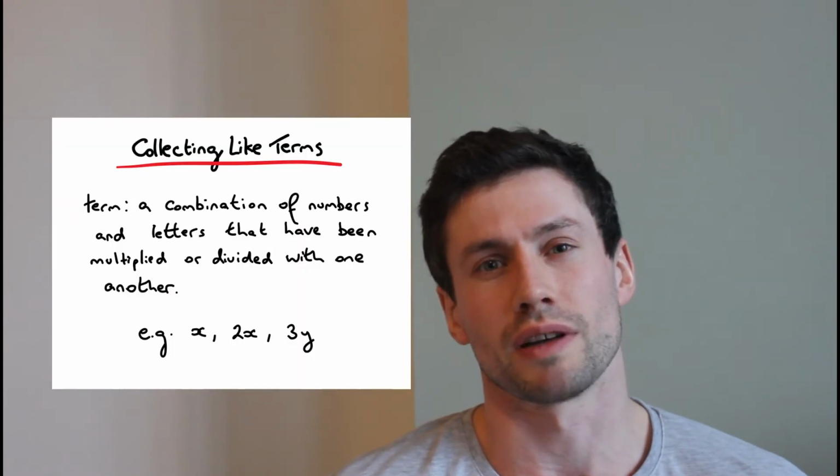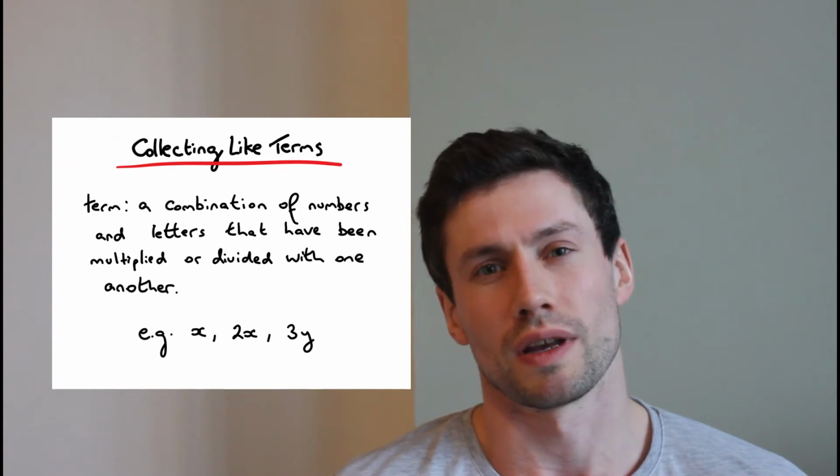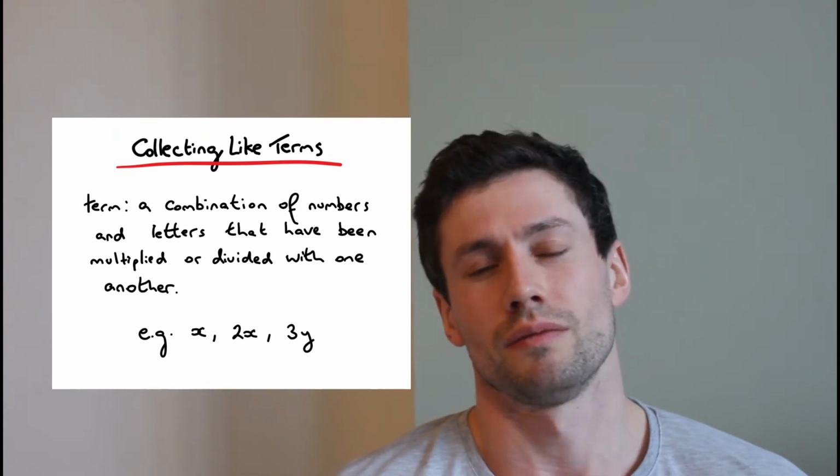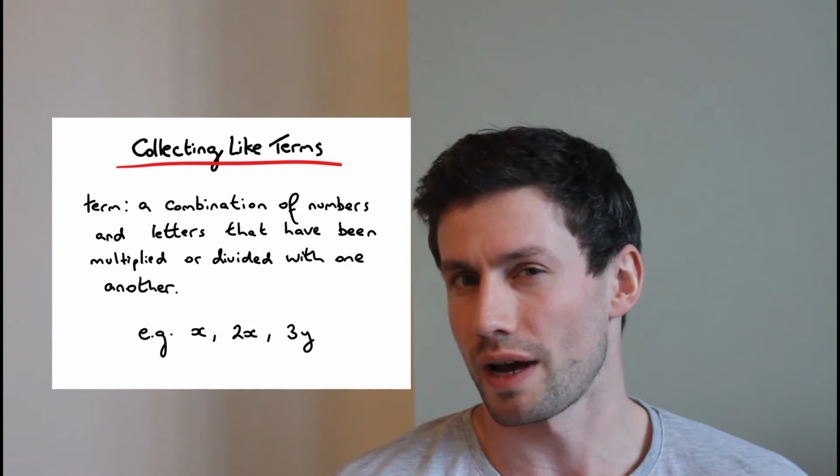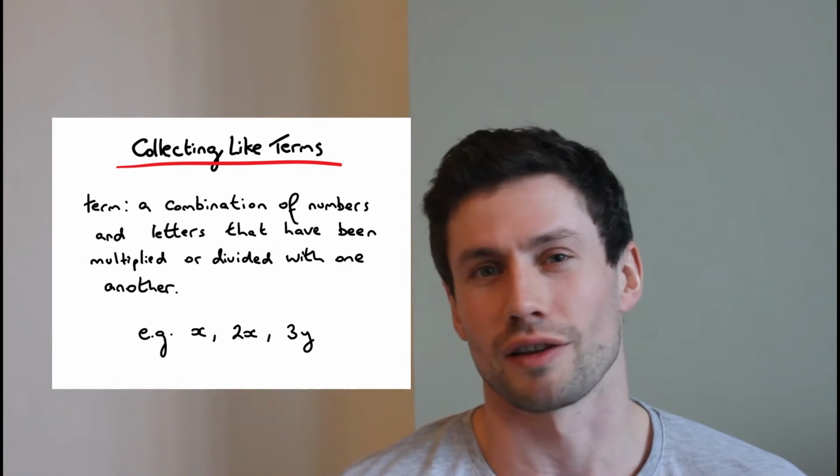Now let's talk about collecting like terms. Collecting like terms is the only way that we can simplify the addition of algebraic terms. Now, to understand that, we need to understand what a term is, and then once we understand what a term is, we can talk about what a like term is. Well, a term is just a combination of numbers and letters that have been multiplied or divided with one another. Examples of terms will be x, 2x, 3y, and so on.